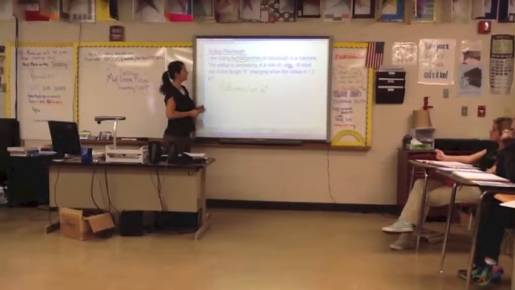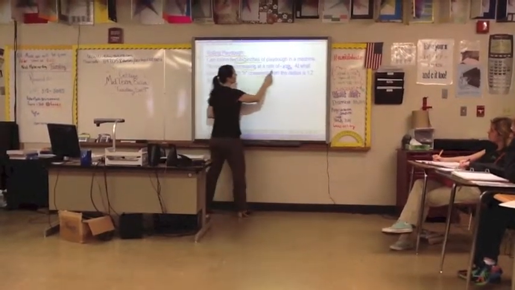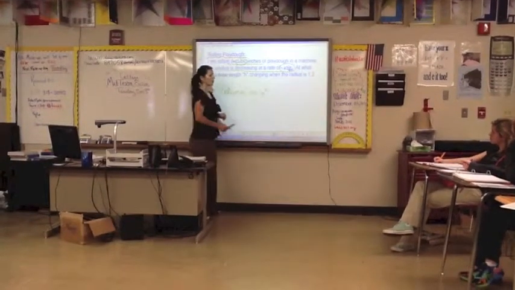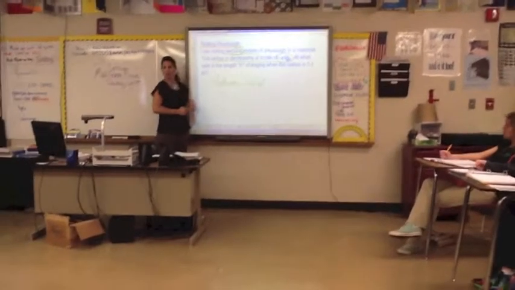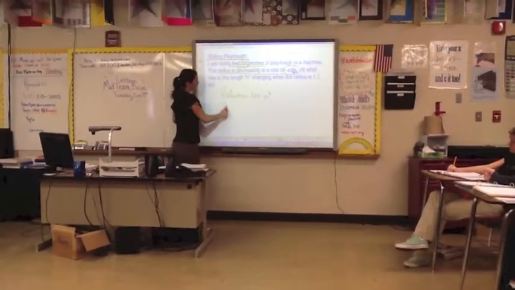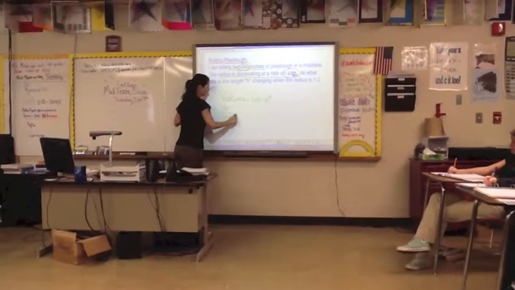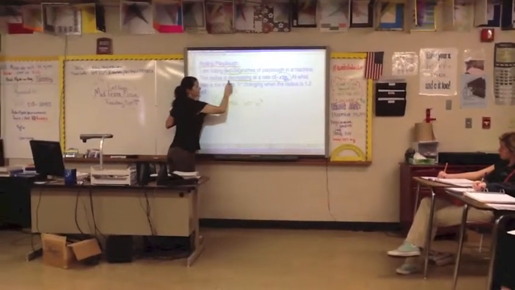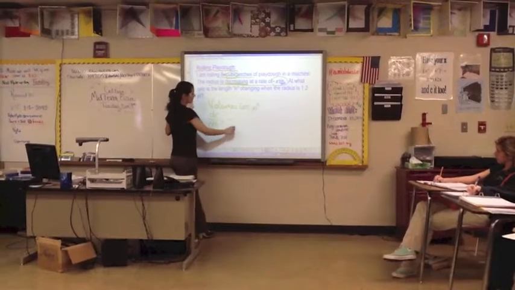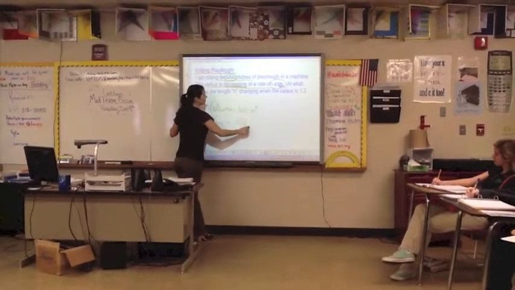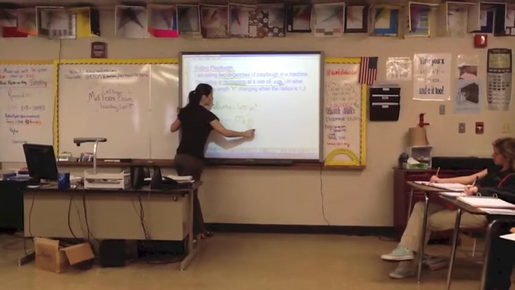The radius is decreasing at a rate of negative 0.02 inches per second. Assign a variable to that. dr/dt is equal to negative 0.02 inches per second.